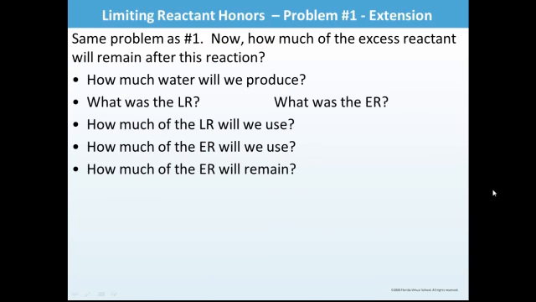Now we're going to get into the honors portion of that question. Remember, that question we just did was actually from 407 regular. You should have been able to do that before this recording. How much water will we produce? Remember, that's our theoretical yield. And that is what we just solved. That was 0.049 grams. What was the limiting reactant? Well, the limiting reactant was HF. What was the excess reactant? The ER, the excess reactant. That was SiO2.